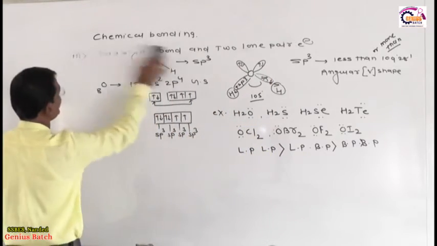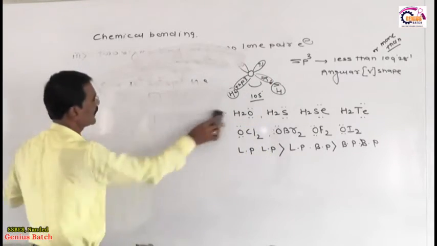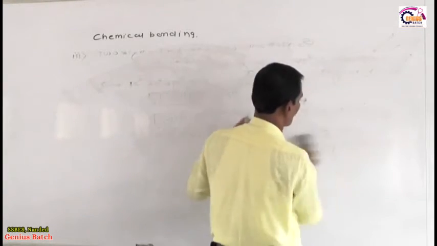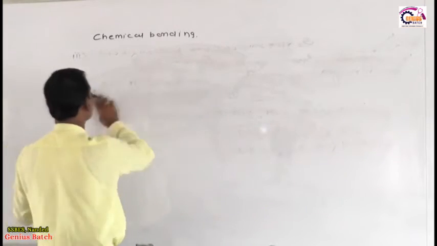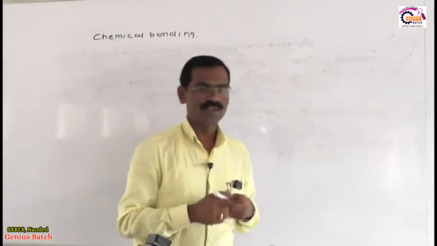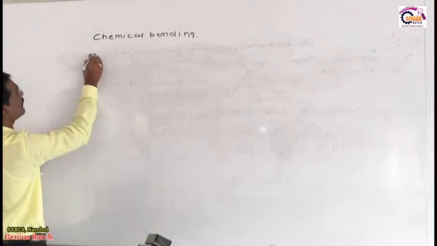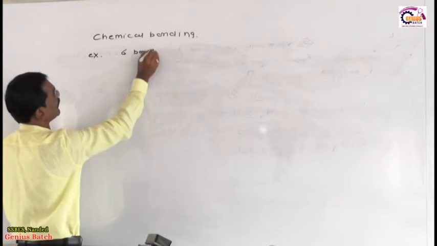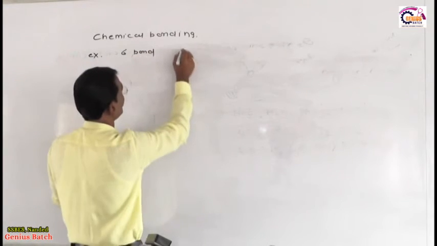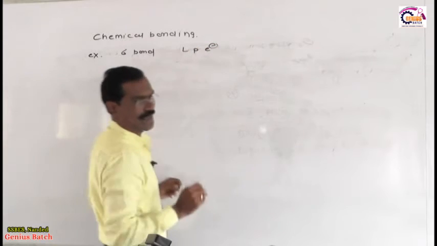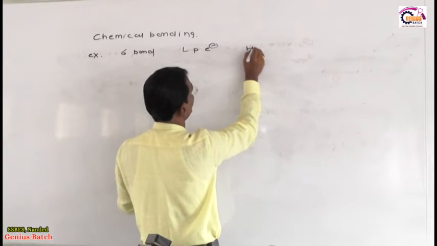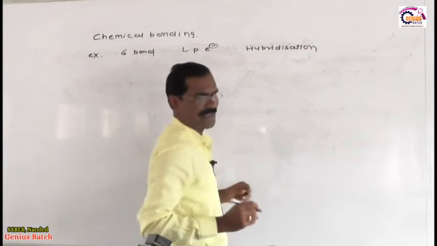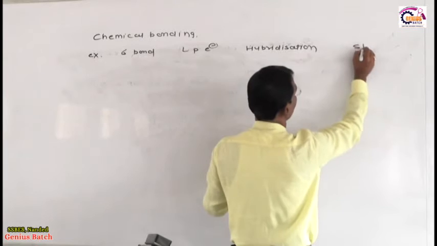Examples of sp3 hybridization with either 0 lone pair, 1 lone pair, or 2 lone pairs. Write down all these examples in your notebook. So first, this is called the example. After the example, keep in your mind how many sigma bonds are around the central atom, then how many lone pairs of electrons, then the hybridization of that central atom, and finally the shape of the molecule.